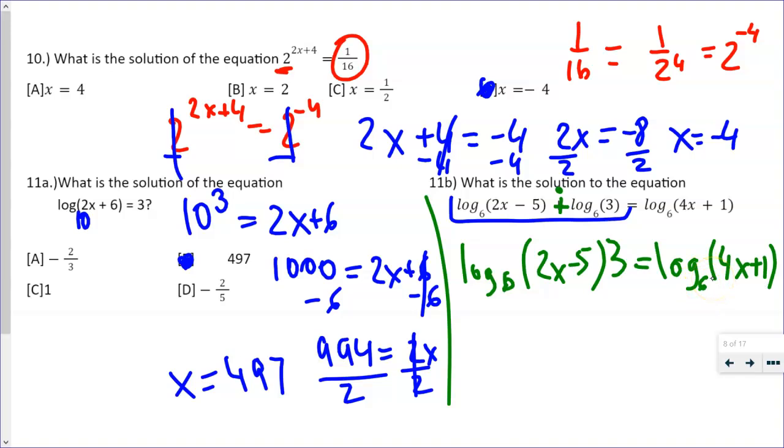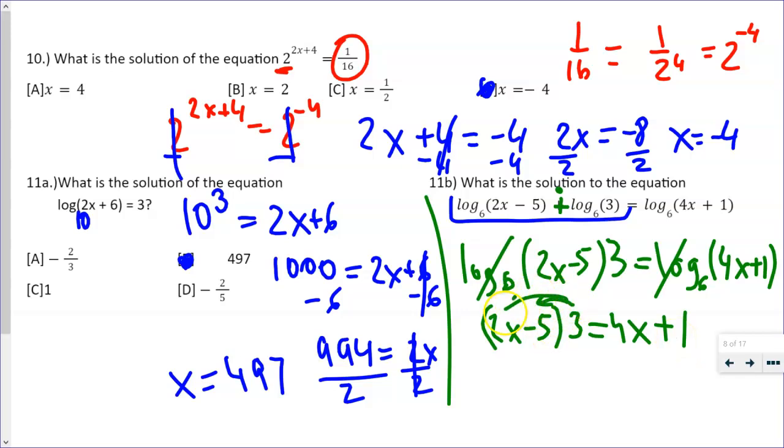Now, since I have two logs at the same base, proportionally on each side of the equal sign, now I can cancel them out, okay? Then I get 2x minus 5 times 3 equals 4x plus 1. I'm going to distribute the 3. Okay, so that's going to be 6x minus 15 equals 4x plus 1.